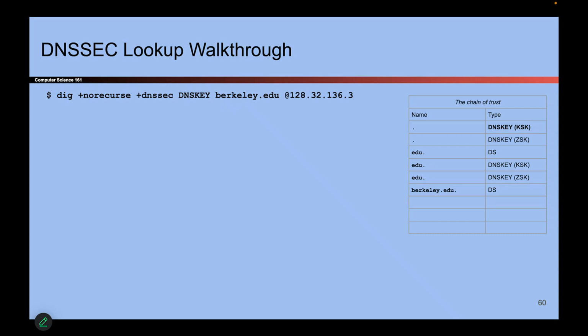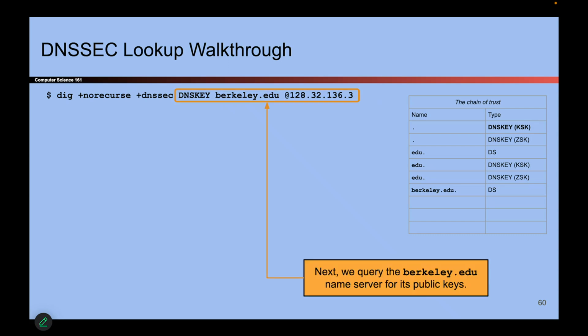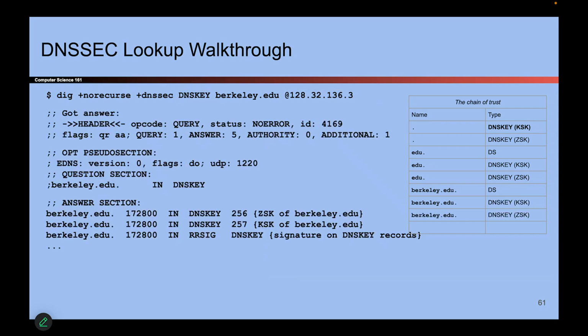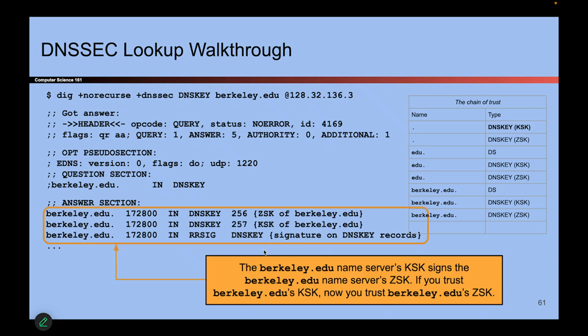Finally, we go to the berkeley.edu name server. We ask for its public keys. Its upper half endorses its lower half using these three records. Same pattern as before. Here's the lower half public key. Here is an RRSIG type record that signs the lower half public key. And here's the upper half public key so that you can verify the signature that was sent.